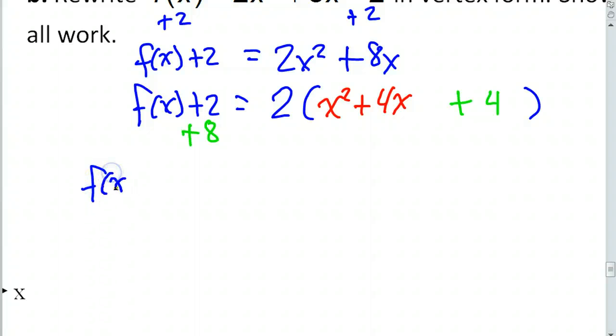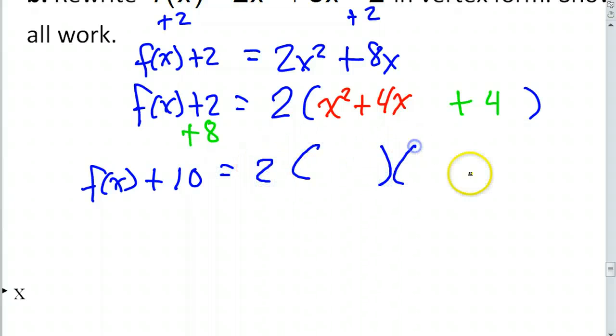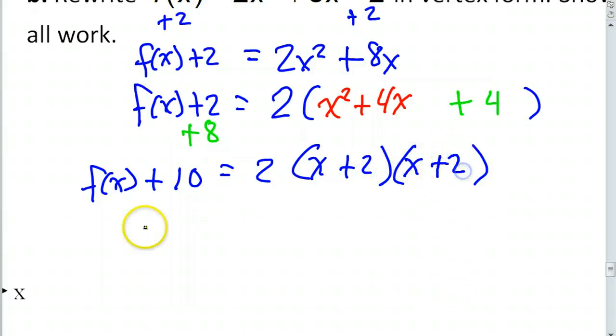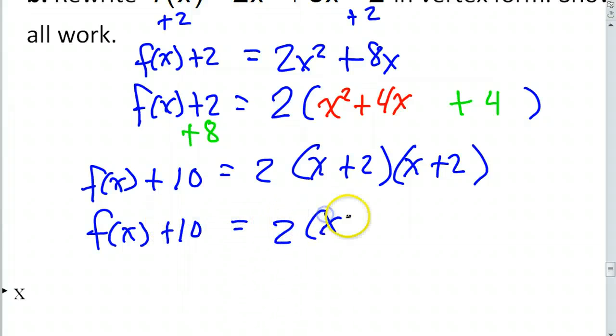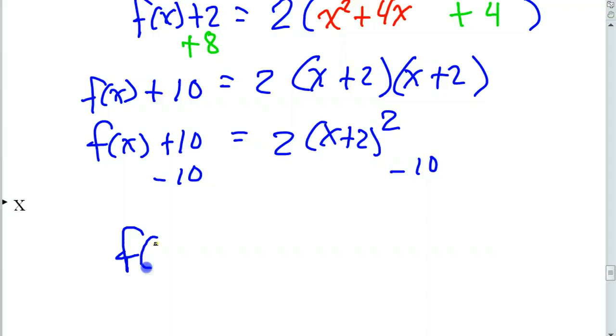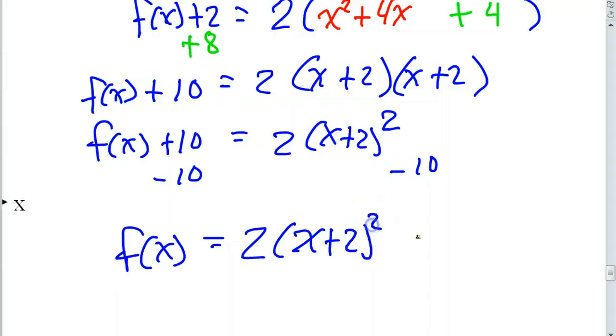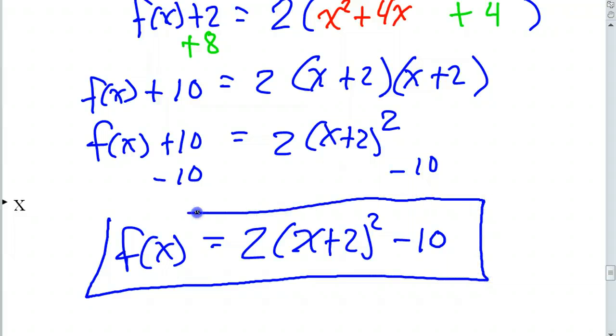That's going to give us f of x plus 10 equals, and then we'll factor this down. This will always factor as the same thing twice. That's why we picked it. So we have f of x plus 10 is equal to 2 times x plus 2 squared. Last step is just to subtract that 10 from both sides. So the final answer is f of x equals 2 times parentheses x plus 2 squared minus 10. This is vertex form.